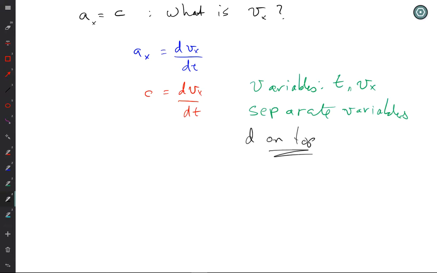First of all, to get the D's on top, what would be the first step you would do? Now the D's are attached. You can't separate the D and the V or the D and the T. They're attached. It's one thing. So what would you do to separate them? Okay. Now Nathan did two steps there. I'm just going to do one. The first thing I'm going to do is multiply both sides by dt.